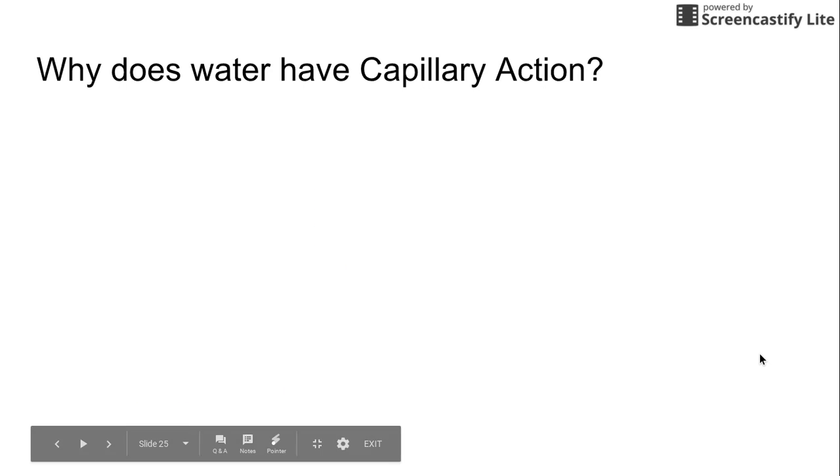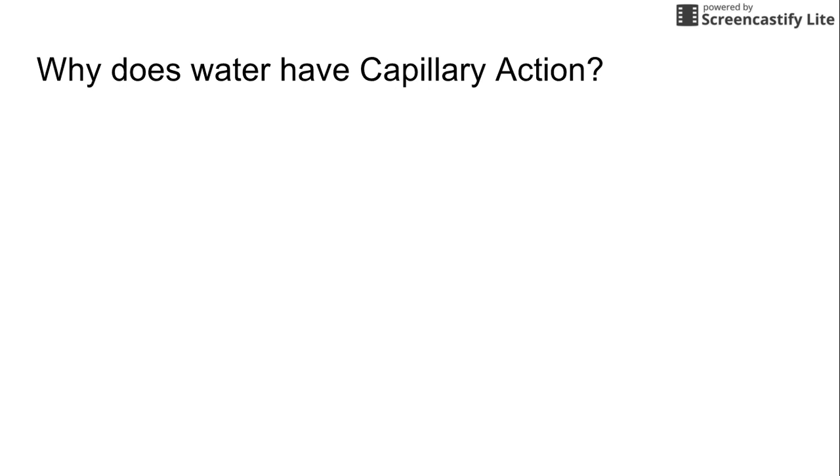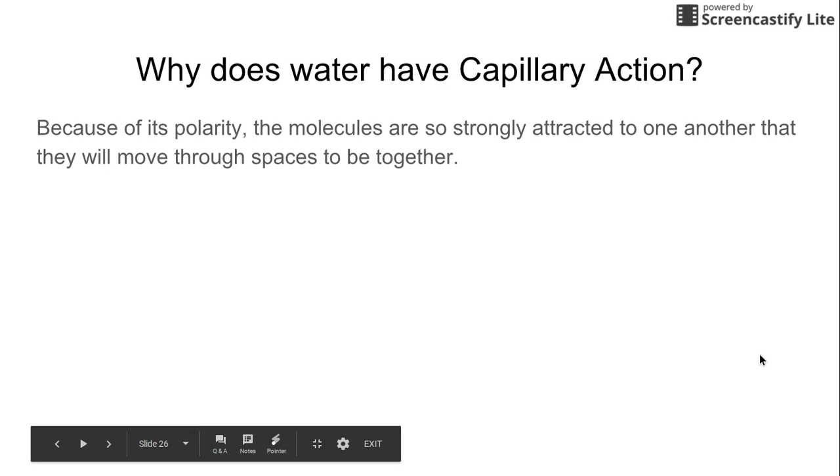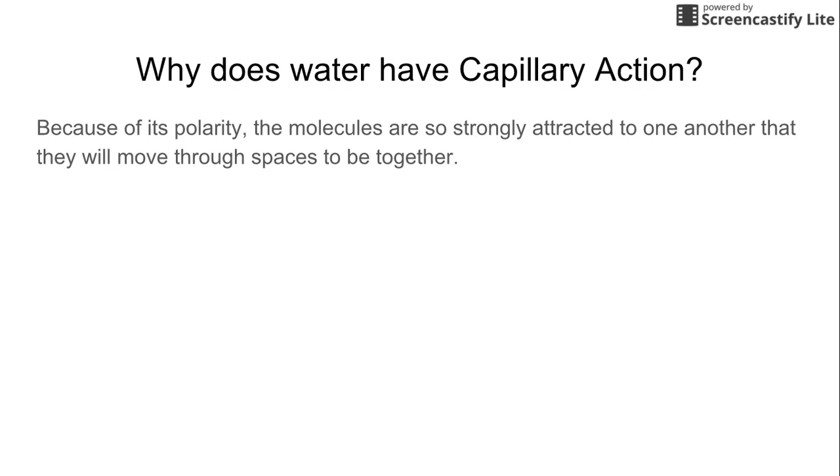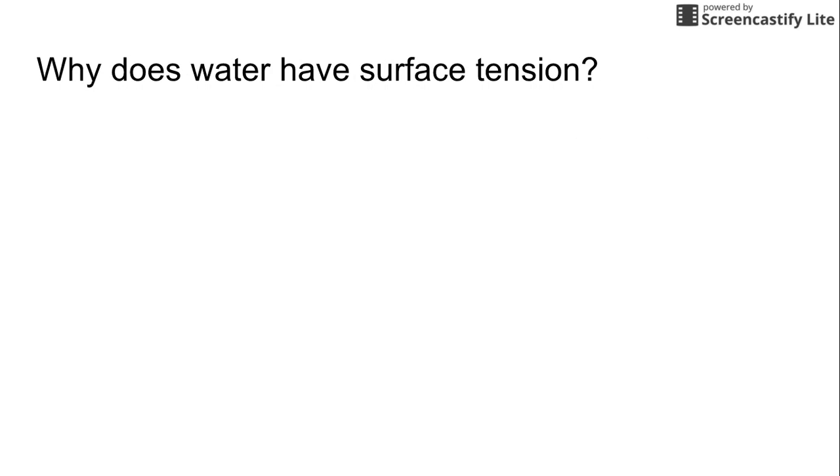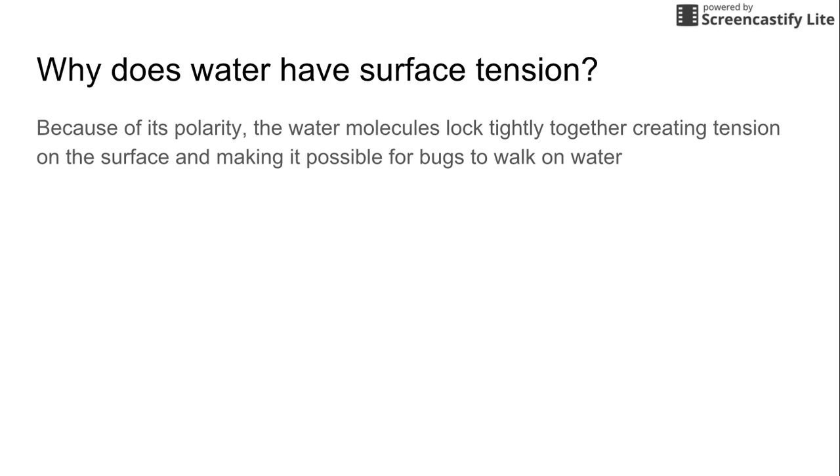Why does water have capillary action? Because of its polarity, the molecules are so strongly attracted to one another that they will move through spaces to be together. That's the force we talked about. Why does water have surface tension? Because of its polarity, the water molecules lock tightly together, creating tension on the surface and making it possible for bugs to walk on water.